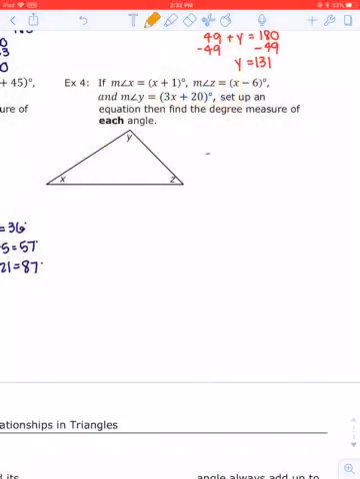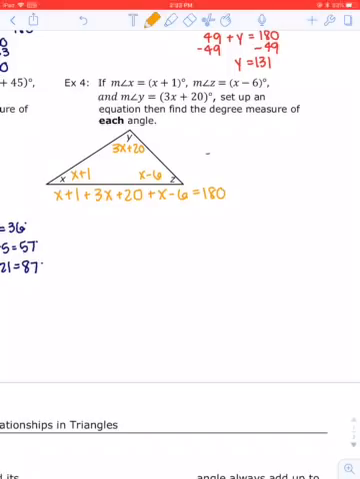Alright, I'm going to go through and show you how I solved this so you can check your work with mine. So measure of angle x is x plus 1, measure of angle y is 3x plus 20, measure of angle z is x minus 6. I add all of those together, and I set them equal to 180.